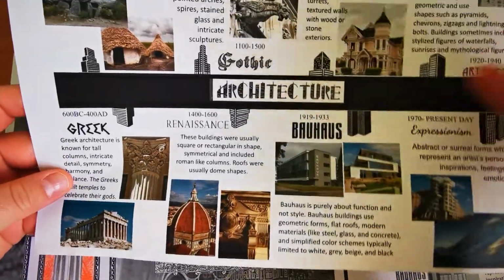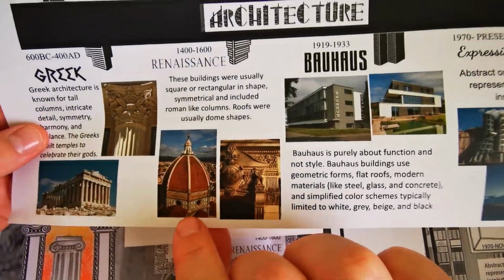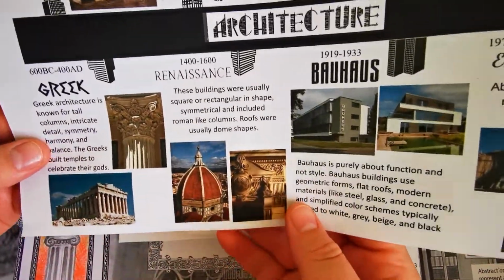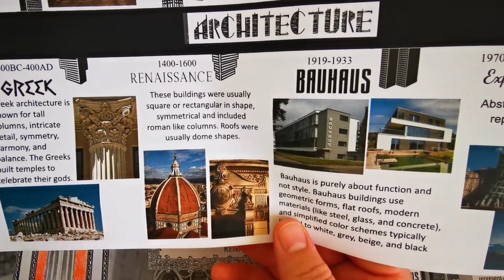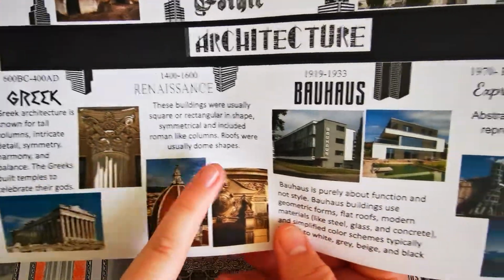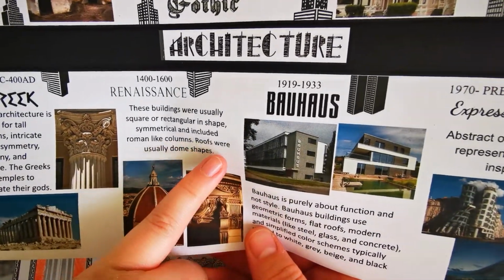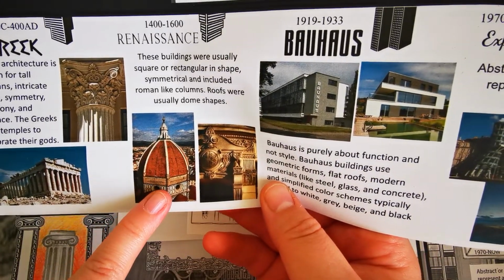We're now going to explore Renaissance architecture. These buildings were usually square or rectangular in shape. They were symmetrical and included Roman-like columns. So if we go over to the columns, Roman-like columns, and the roofs were usually dome-shaped, as you can see here.